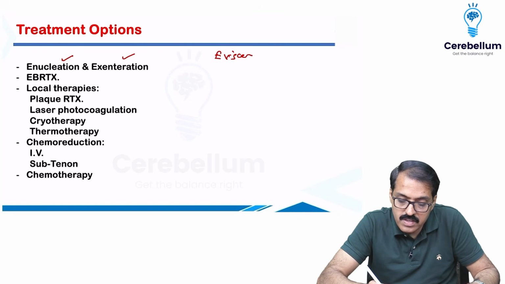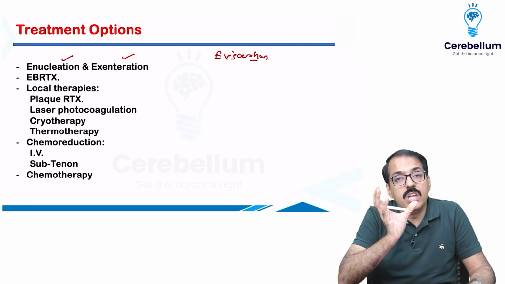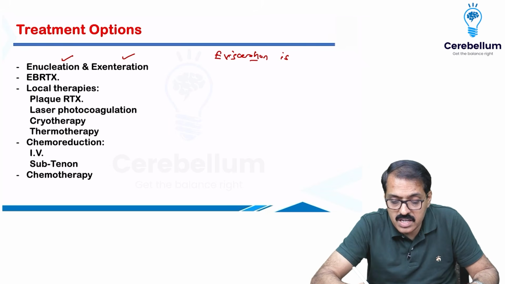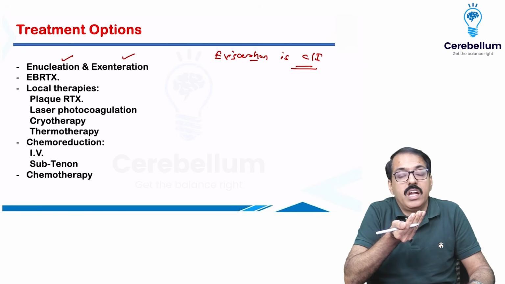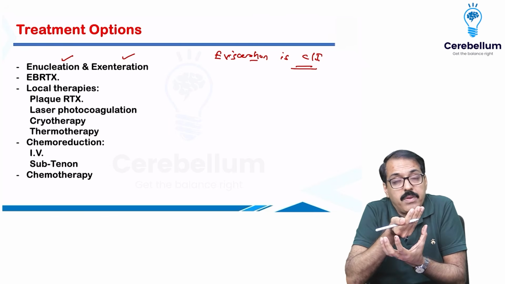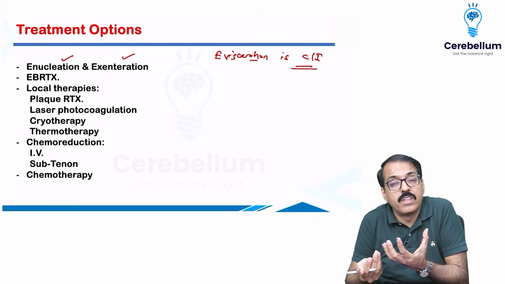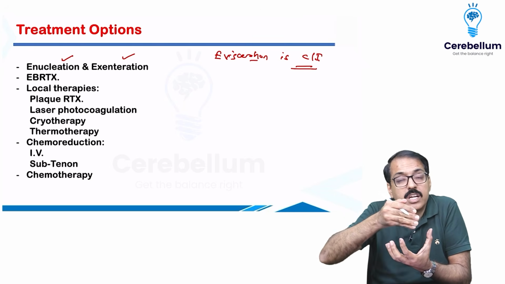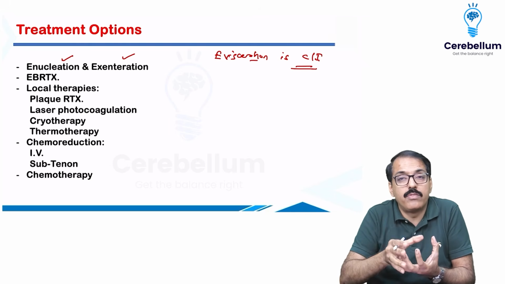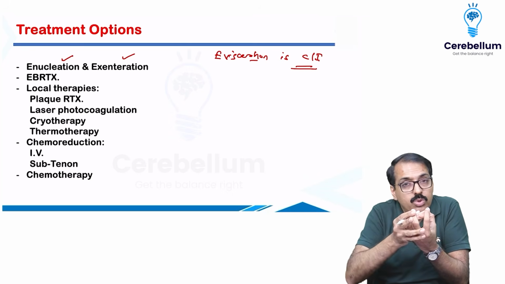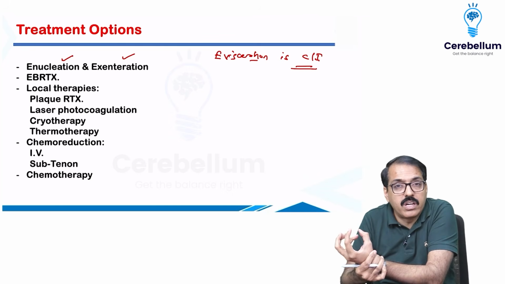Evisceration is where you are removing the visceral contents of the eye and leaving the sclera behind. Evisceration is contraindicated because when you remove the inner contents and leave the sclera behind, there is always a possibility that there can be spill of the cells, or that you can leave some tumor cells behind. So whenever you do a surgery, you have to use the sclera as a coat and remove the eyeball in totality.